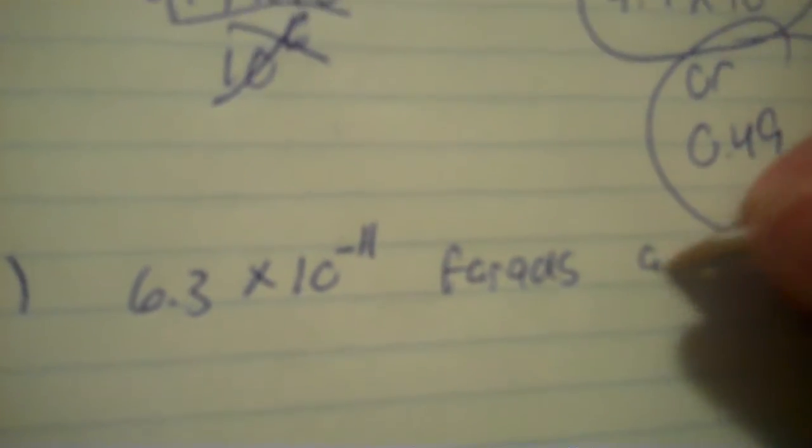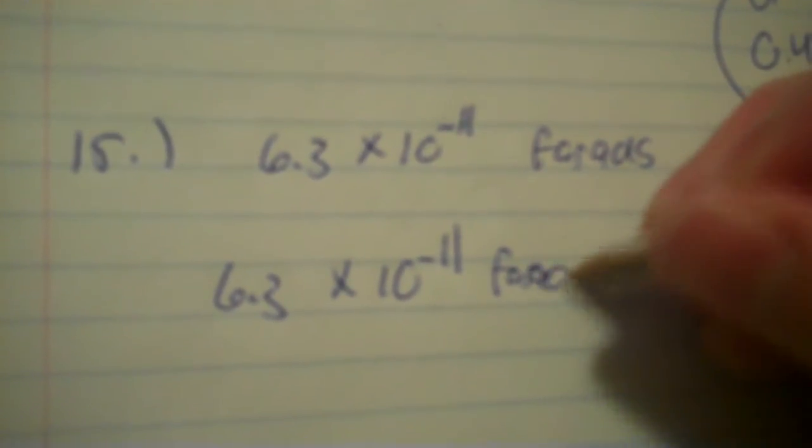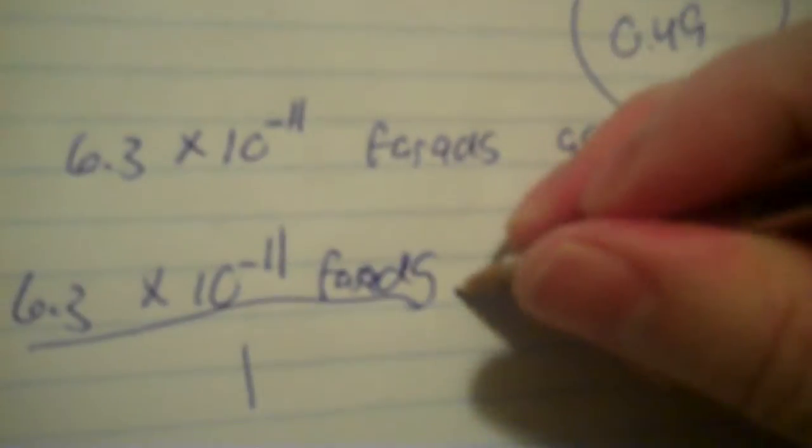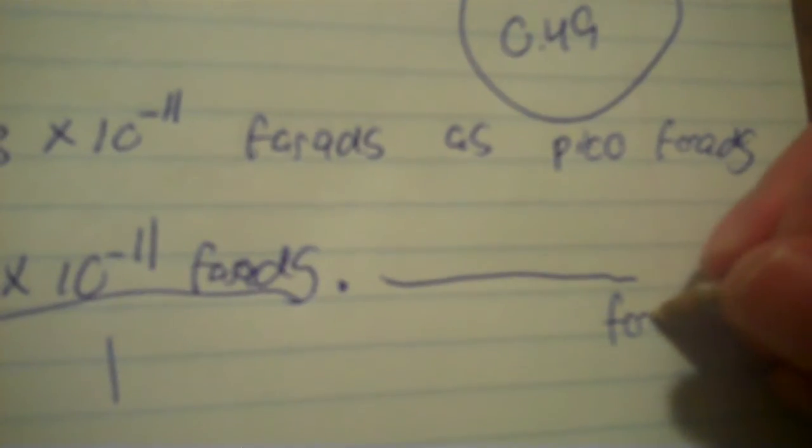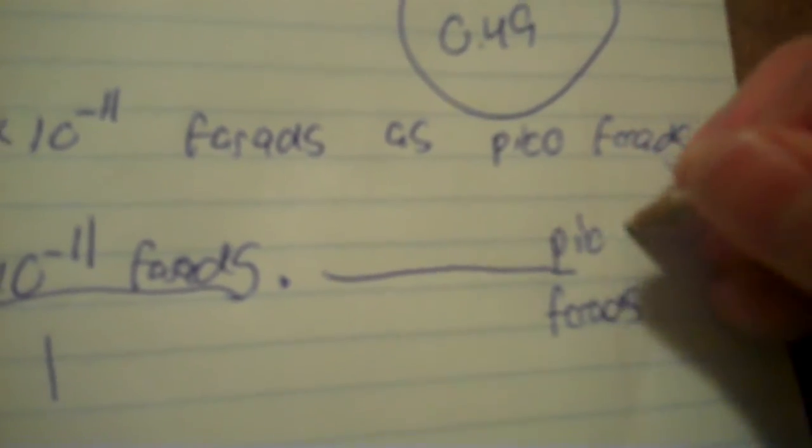Okay, number 15, 6.3 times 10 to the negative 11 farads as picofarads. So 6.3 times 10 to the negative 11, put your farad, I think I'm saying that word right. So farads, and you need it into pico. Now look up pico. 1 pico is equivalent to 10 to the negative 12 of the regular unit, so 10 to the negative 12.